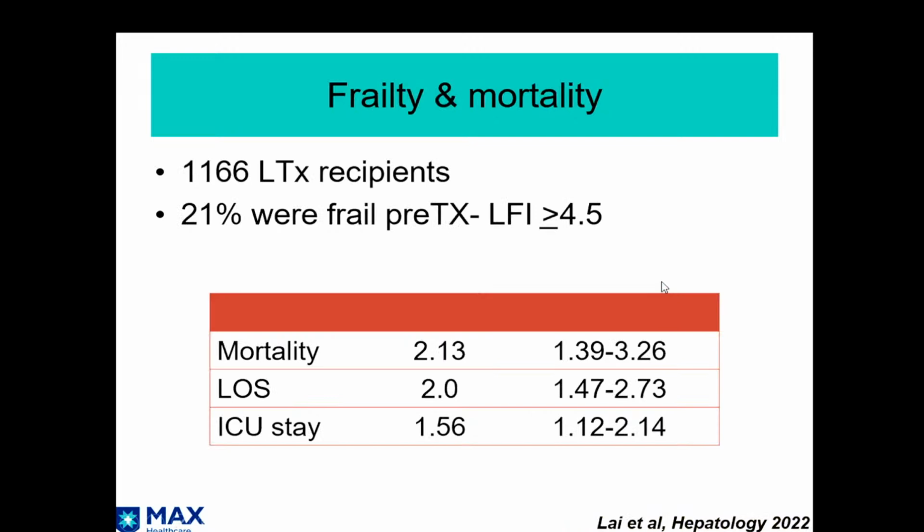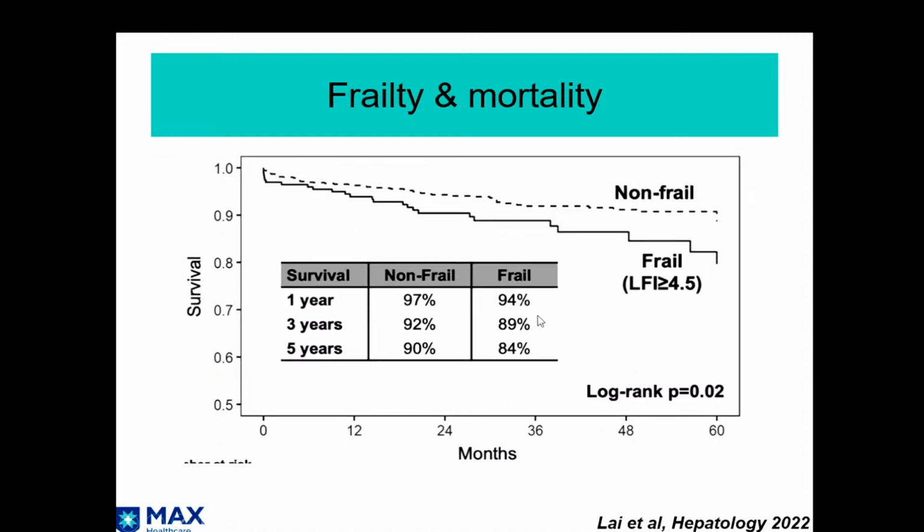Coming to frailty. Frailty is associated with mortality. A recent paper, which you also quoted, looked at 1100 transplant patients, of whom 21% were frail. Obviously, it was associated with increased mortality, increased length of stay, and increased ICU stay. But look at the 5-year survival in the frail group: 84%. Would you deny such a patient a transplant when you are able to give life to 84% of patients?